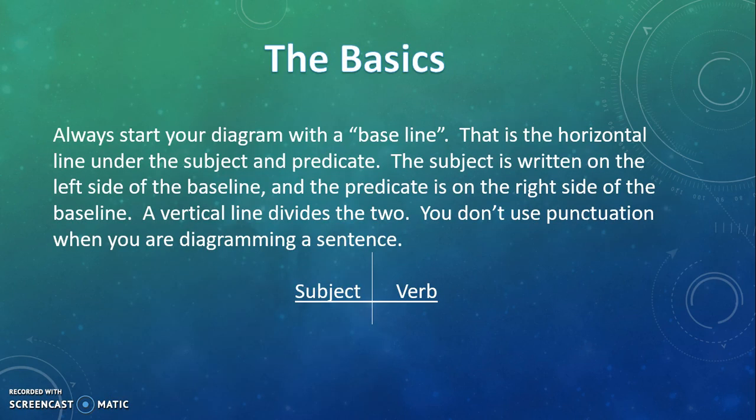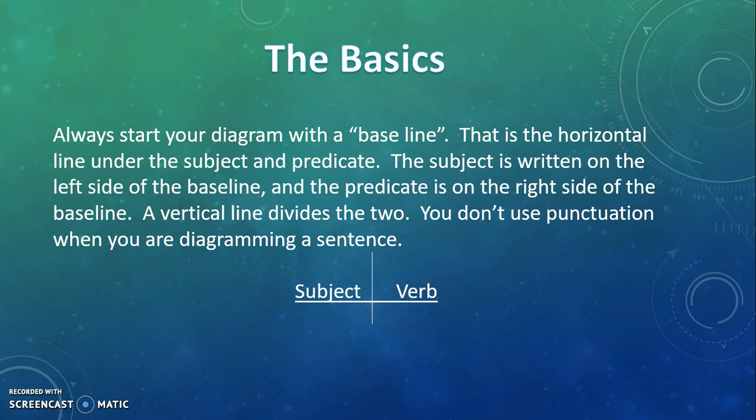All right, so you always start with a baseline, and you can see you've got your baseline right here, which is a horizontal line under the subject and predicate. You always just start with that. The subject is written on the left side, the predicate is written on the right side, and a vertical line that goes all the way through the line divides it in two. You don't ever use punctuation when you are diagramming a sentence, but you must put every word in the sentence on the diagram, and capitalization is really important.